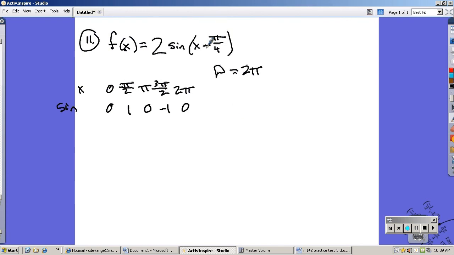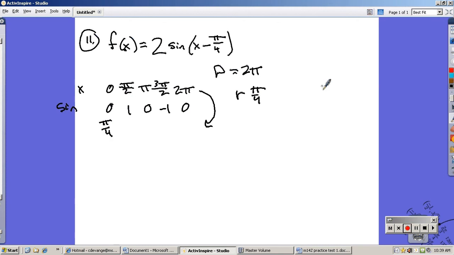Notice this says minus pi over 4, so this is actually going to shift to the right pi over 4. It's going to add pi over 4 to all these values. Think about what makes this a 0. So if I do that, if I add pi over 4 to everything here, 0 plus pi over 4 is pi over 4.